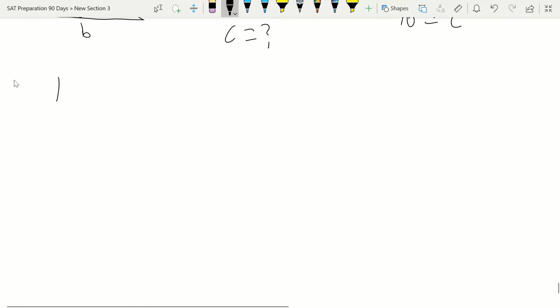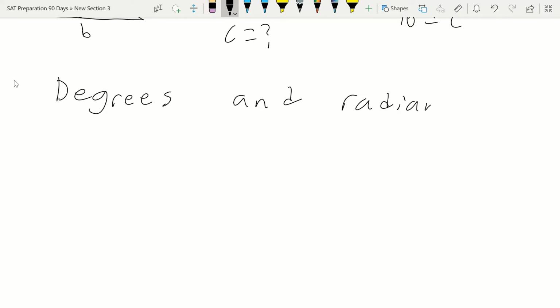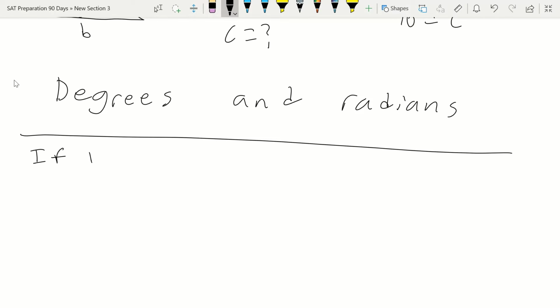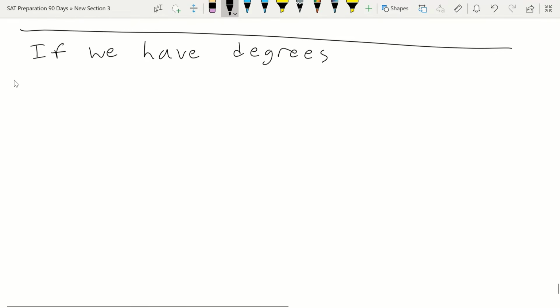All right, so we're going to have our degrees and radians. So we have to be able to convert from degrees to radians and from radians to degrees. So how are we going to do this? All right, so let's say we're going to do two scenarios. So we'll do if we have degrees, and then we'll do if we have radians.